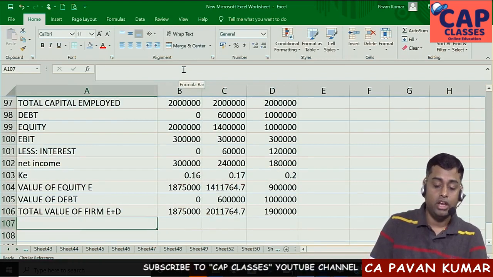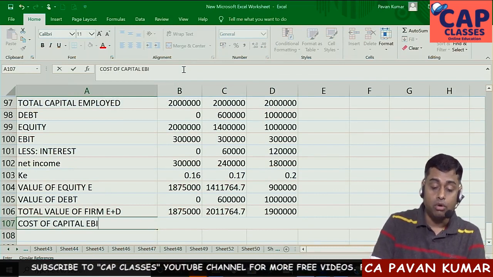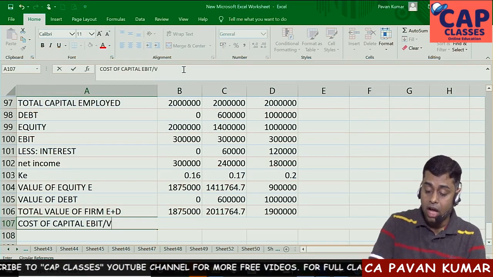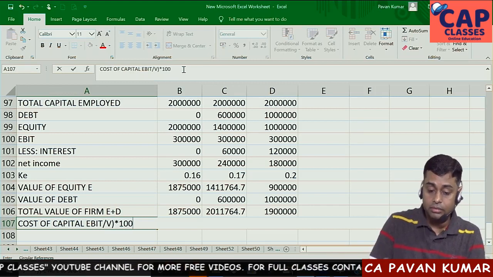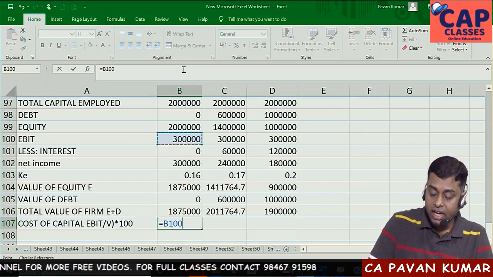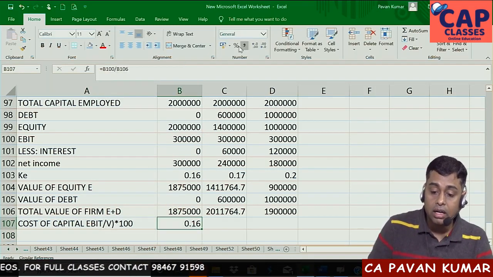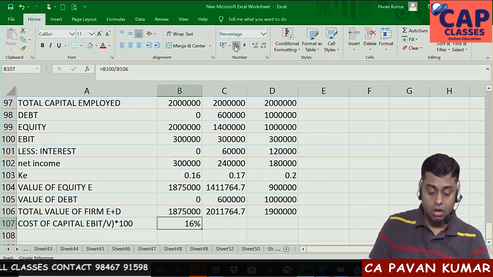This is our value of firm. Then cost of capital, overall cost of capital. How to calculate? EBIT by value of the firm into 100. So take EBIT 3 lakhs divided by value of the firm 18,75,000 into 100. Calculate percentage.